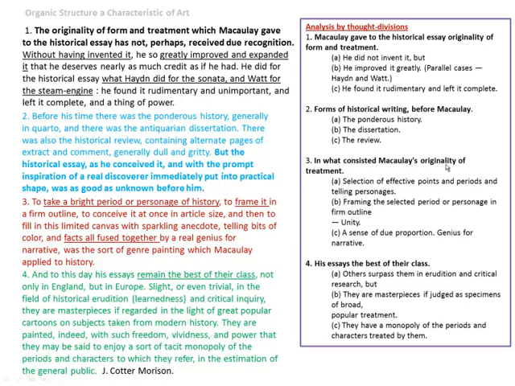In what consisted the originality of treatment? So he talks about those points, and these are the points. He selected effective points in periods and people. To take a bright period or personage of history, and frame it in a firm outline, and to conceive it at once in article size, and then to fill in this limited canvas with sparkling anecdote, telling bits of color and facts all fused together by a real genius for narrative, was the sort of genre painting which Macaulay applied to history.